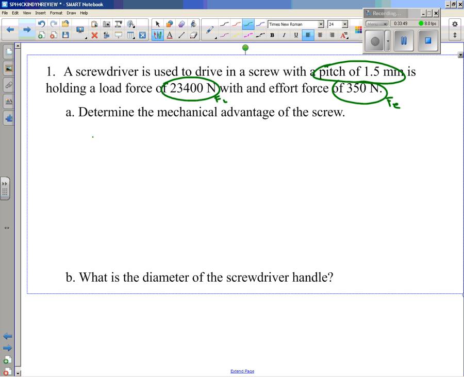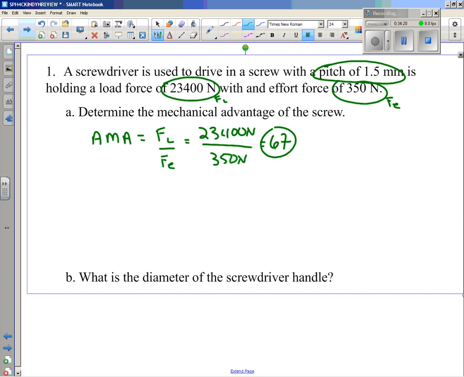First it says determine the mechanical advantage of the screw. Well, it gives me the two forces, so I'm going to go to the other mechanical advantage equation, AMA, which is simply load force over effort force. It's like the opposite of the other one. So that's going to be 23,400 newtons divided by 350 newtons. This part of it anyway is pretty simple, isn't it? Just look at what you have and go with it. 23,400 divided by 350 equals 67.